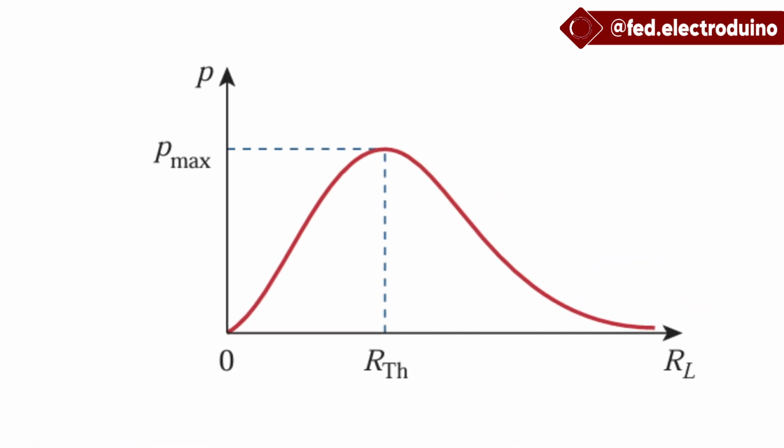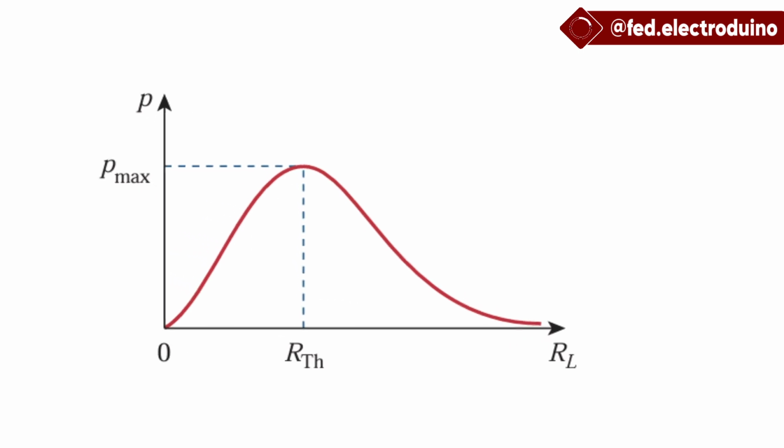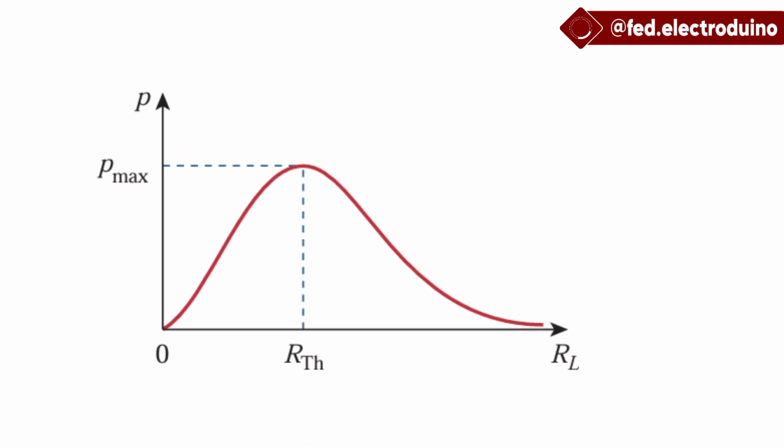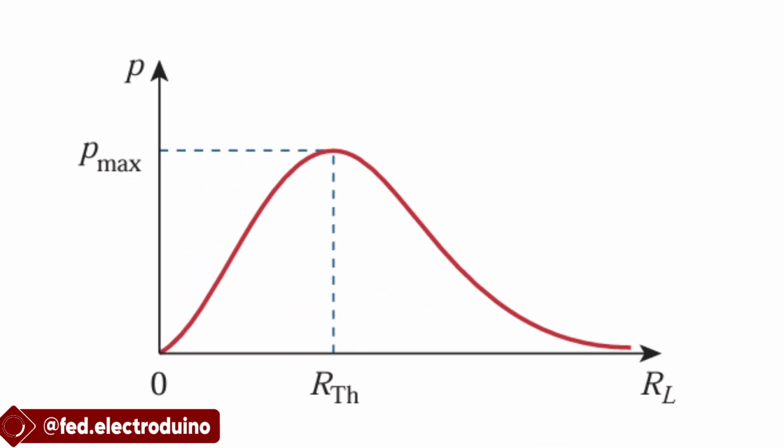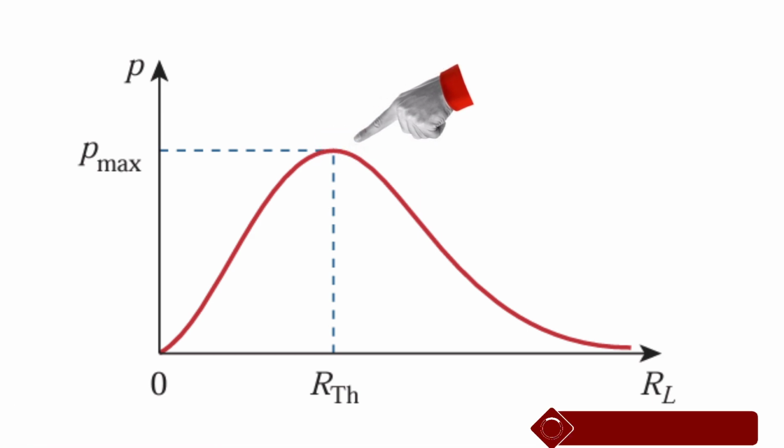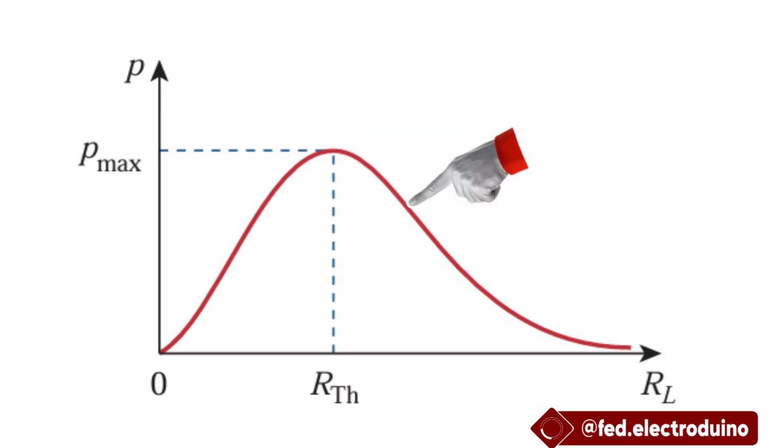Here's the key idea. As we change the value of the load resistance, the power sent to it also changes. When the load resistance is very small, power is low. As we slowly increase the load resistance, the power begins to rise. It keeps increasing until it reaches one special point, the point of maximum power. If we keep increasing the load resistance beyond that point, the power starts to fall again.